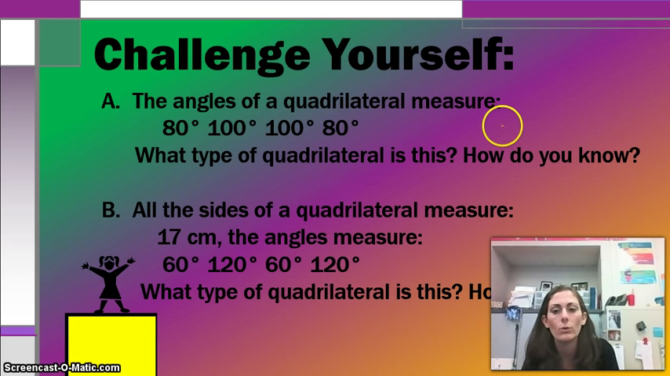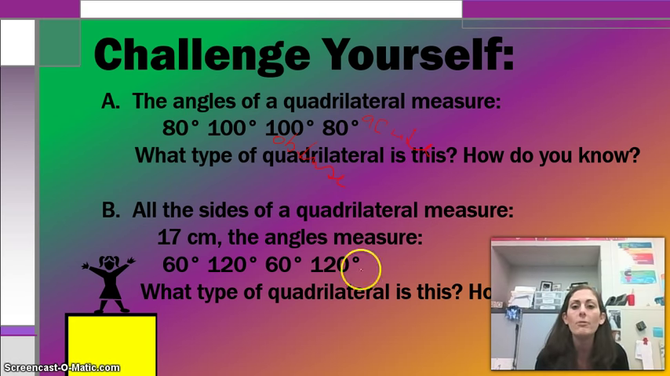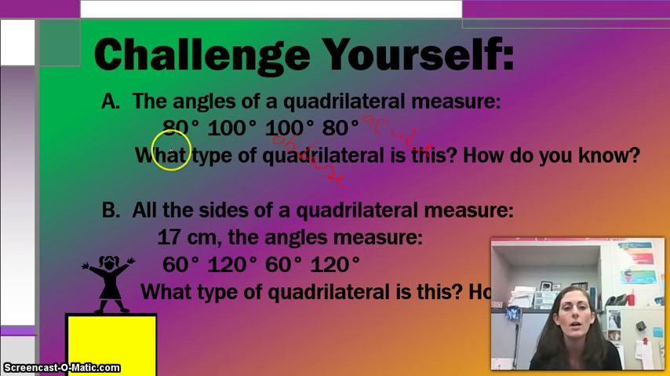So 80 degrees, if you remember, is an acute angle. It's less than 90 degrees. And 100 is obtuse. So I guess I can't draw that for you. I'll probably tell you the answer. So what type of quadrilateral is this, and how do you know? So here's the angle measures: it goes acute, obtuse, obtuse, acute.